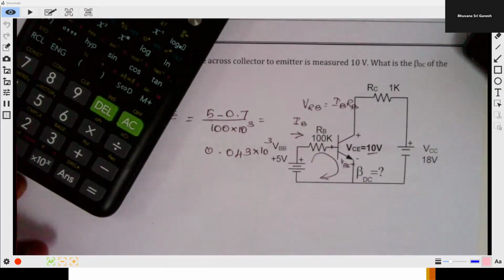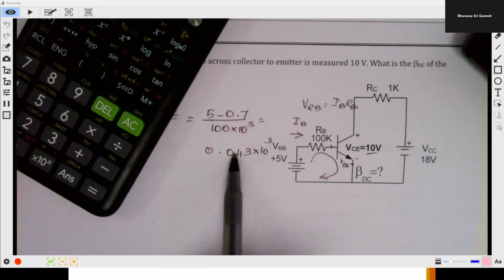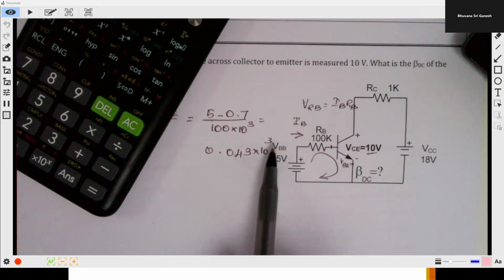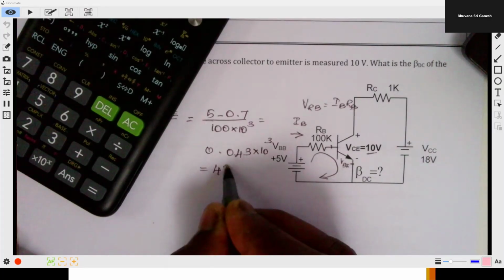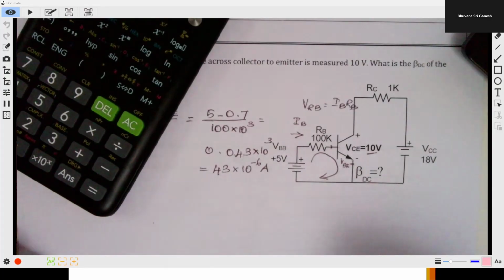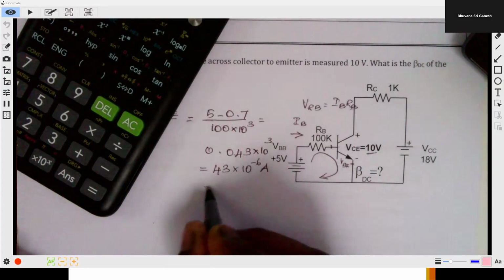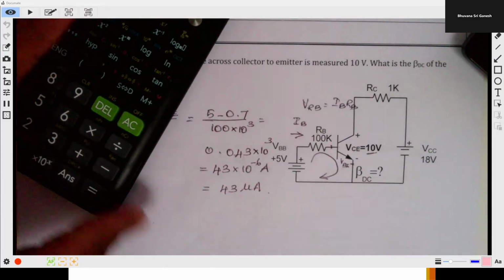Now we cannot give answers with many zeros in electrical, so what we do is get the whole number. If we move one place to the right, one negative power is going to add up. So 0.43 times 10 power minus 4, 4.3 times 10 power minus 5, 43 times 10 power minus 6. So we can write it in powers in multiples of 3, 10 power minus 6 amperes. So 43 microamperes. IB we found. Next is to find IC.